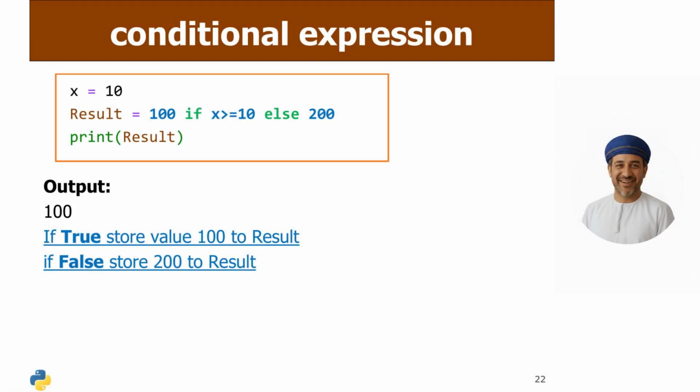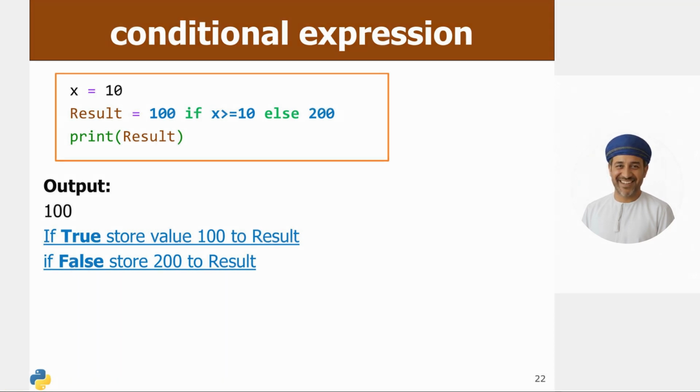In this example, the variable x is set to 10. The conditional expression checks if x is greater than or equal to 10. Since this condition is true, result is assigned the value 100. If the condition were false, result would be assigned 200. The output is 100, demonstrating the conditional expression's functionality.